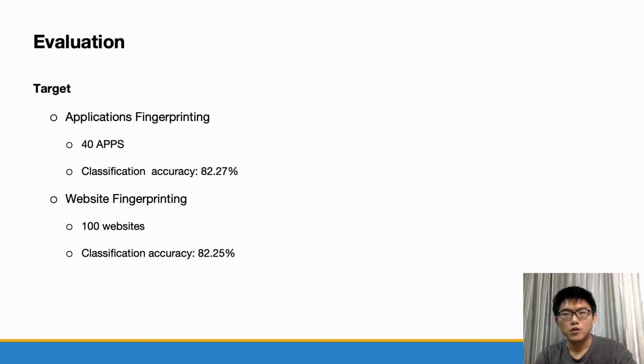For evaluation, we use our cross-CPU attack probe to collect application and website fingerprinting. We collect traces of 40 applications and 100 websites. Then we train our LSTM-based classifier to classify them. For these two scenarios, the accuracy is about 80%.